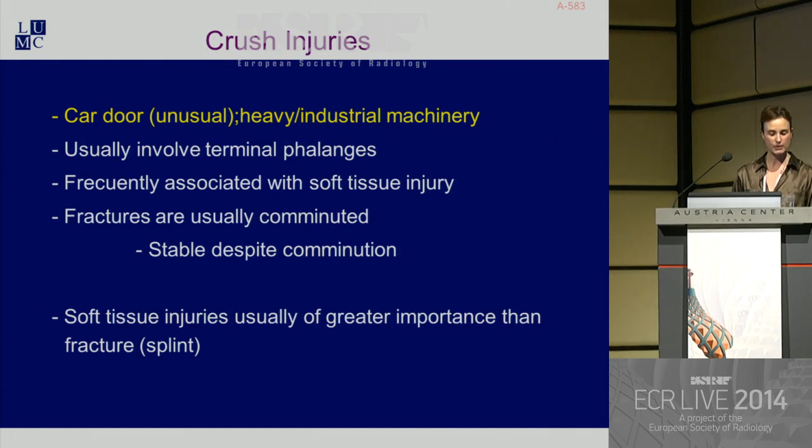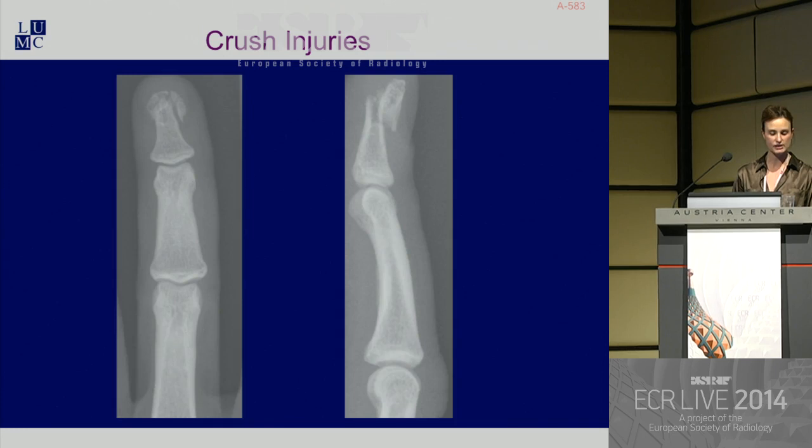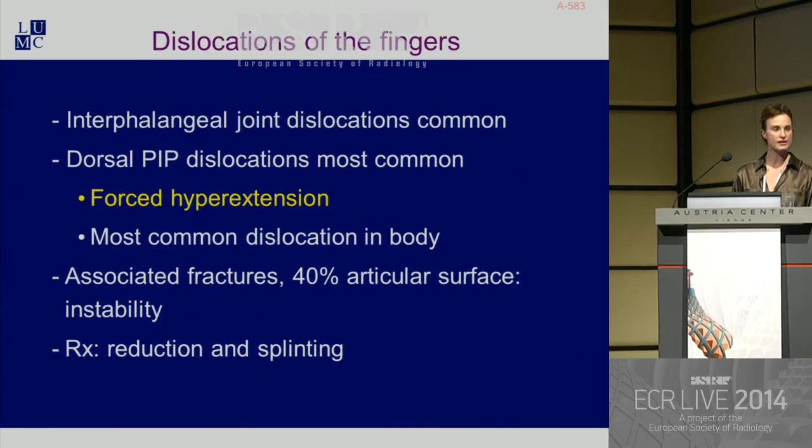Crush injuries, heavy industrial machinery: sometimes the soft tissue injuries are more important compared with the fractures, like in this particular case. And just to finish, I will say a couple of things about the dislocations of the fingers. They are caused by a forced hyperextension of the articulations, and this is the most common dislocation of the body. Like in the case of the mallet finger, it is important to measure the size of the fracture, if this is present on the X-ray, because if the fracture takes more than 40% of the articular surface, this is called an unstable fracture.